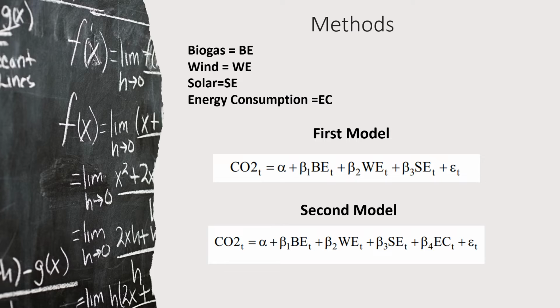The measurement unit for CO2 emissions has been taken as the amount of CO2 in the whole atmosphere. The measurement unit of all kinds of energy production are: biogas energy, represented by BE, wind energy, represented by WE, and solar energy, represented by SE. And these have all been taken as billion kilowatt hours.